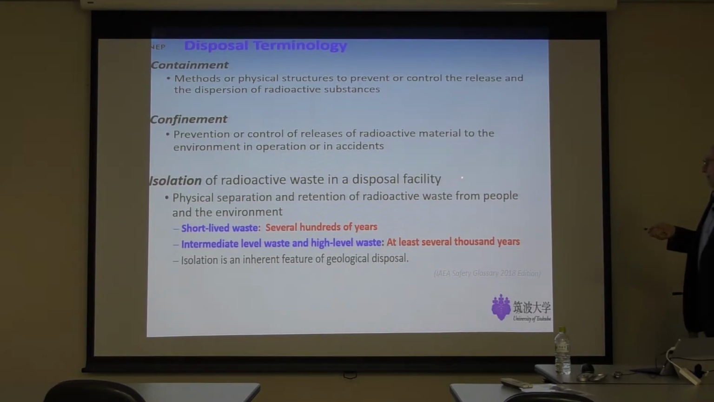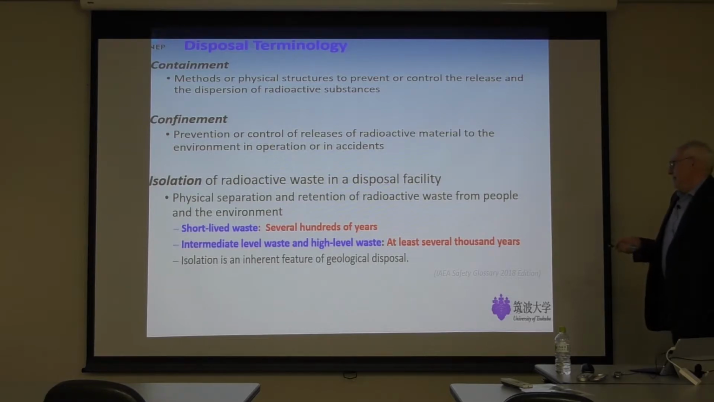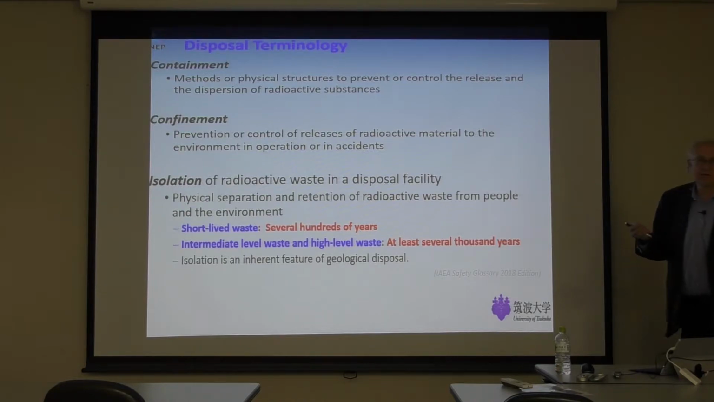And the most important point for disposal is the isolation and the isolation capability. Isolation means this is a physical separation and retention of radioactive waste away from people and the environment. And this may need to look at time frames of several hundred years for short-lived waste. I mean, short-lived is, for example, also in this context, cesium-137 with a half-life of 30 years. So several hundred years would be 10 or more than 10 half-lives of cesium-137.